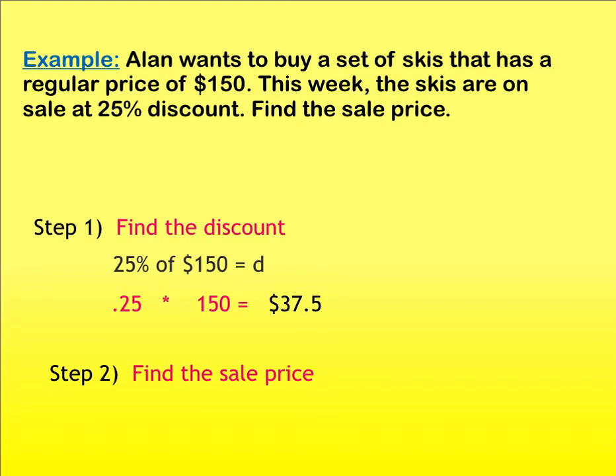$37.50. To find the sale price, we have to take the $150, subtract the $37.50, and I could do that on my calculator, and I find out it's $112.50. So that's what Alan is going to pay for the skis when he gets to the register. So when he's looking at his receipt, he'll see the $150, he'll see the $37.50 being subtracted, and a sale of $112.50.